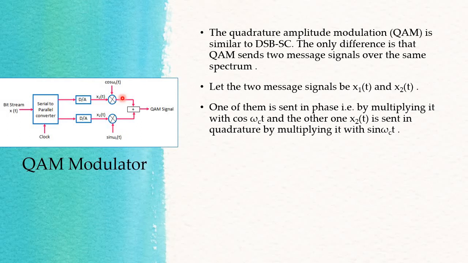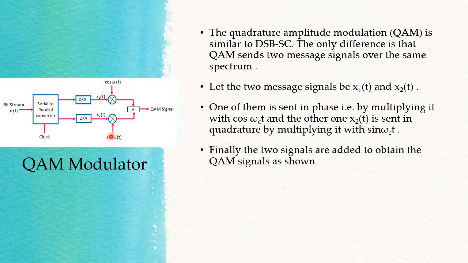One of them, X1, is sent in phase by multiplying it with the cos, and the other one, X2, is sent in quadrature by multiplying it with the sine. So in this way we have one in phase and another in quadrature phase shifted carriers. Finally the two signals are added to obtain a QAM signal, as shown in the figure.